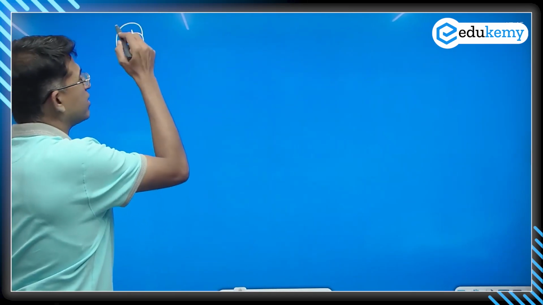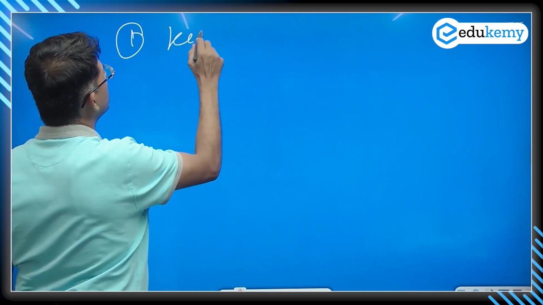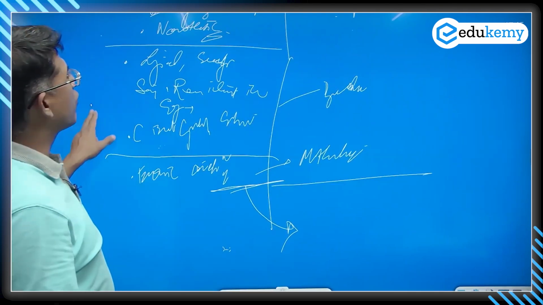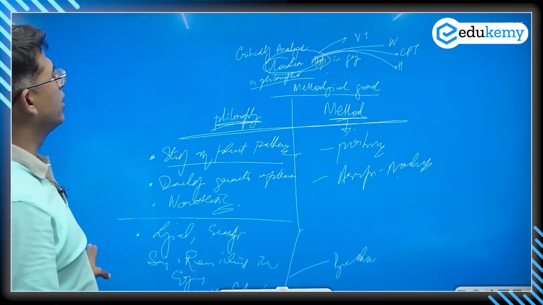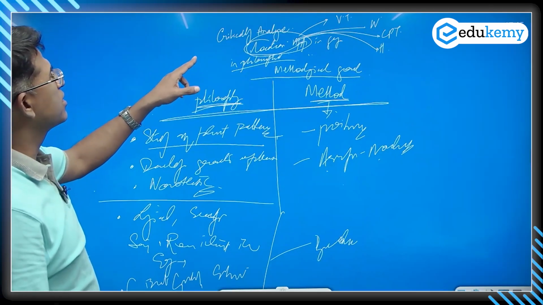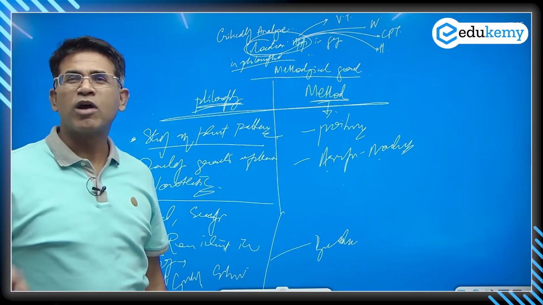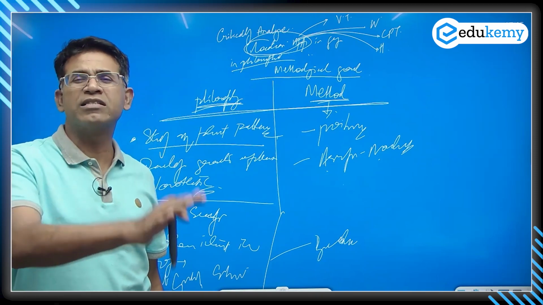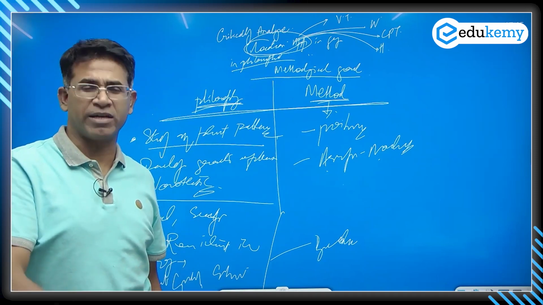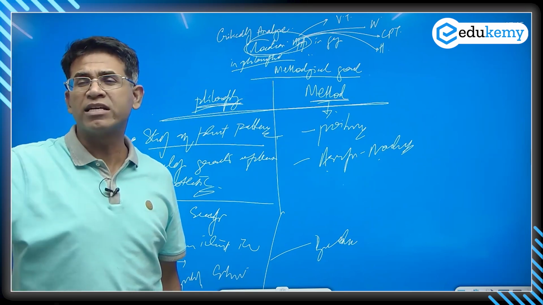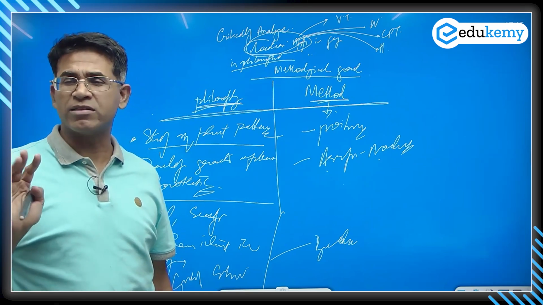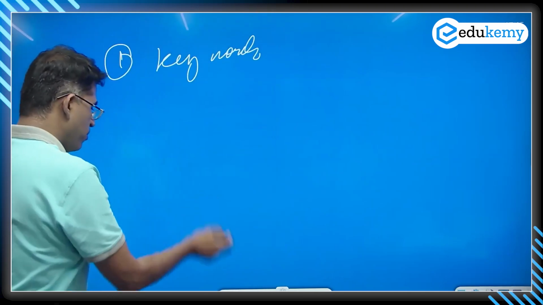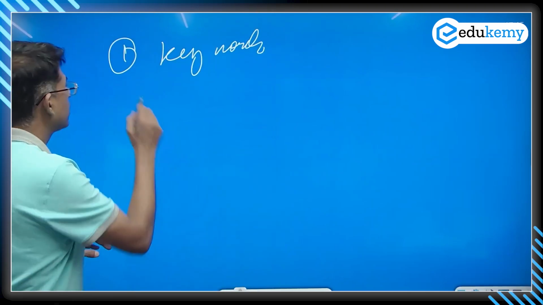One important thing is identify the keywords. For example, in this question the keywords were philosophical, methodological, analysis, location approach. These are the keywords. So these keywords should be visible in your answer. Philosophically it is this, and these are the merits, demerits. Methodologically it is this, these are the demerits and there are merits. So identify the keywords. Second is be very conscious about the directive.